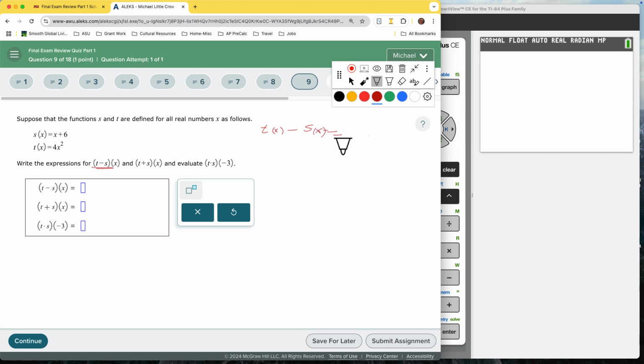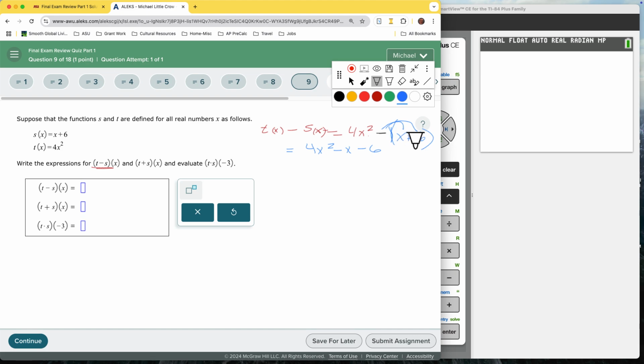And so what is t of x? It's 4x squared. And from that, we're going to subtract s of x, and we want to put a parenthesis. We want to subtract the whole thing, x plus 6. And so it's just a matter of this negative. Think of it as a negative 1 that distributes through this parentheses. And so our answer for t minus s is going to be 4x squared minus x minus 6.